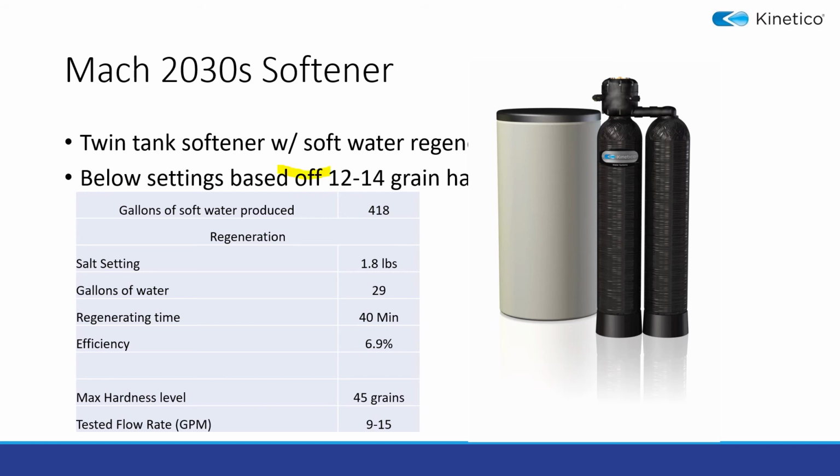Based off 12 to 14 grains, the unit will produce 418 gallons of soft water. When the unit goes into regeneration, it will only use 1.8 pounds of salt, 29 gallons of water, and take 40 minutes. The efficiency setting on the unit is 6.9%. So again, the amount of wastewater down the drain for regeneration compared to the water produced. The unit has a max hardness level of 45 grains with a tested flow rate of 9 to 15 gallons per minute flow. This unit is great for the average family, whether it be on city or well water, and again will have 10-year warranty on all parts.